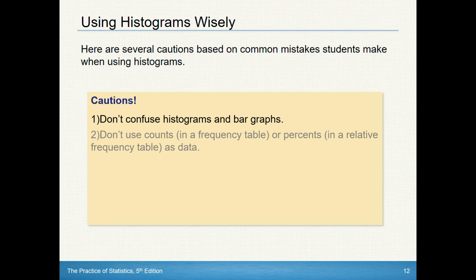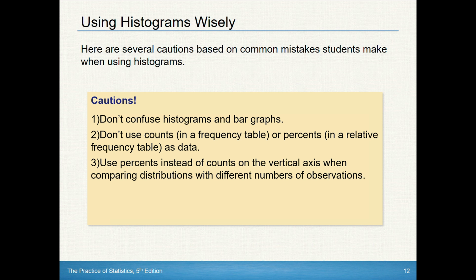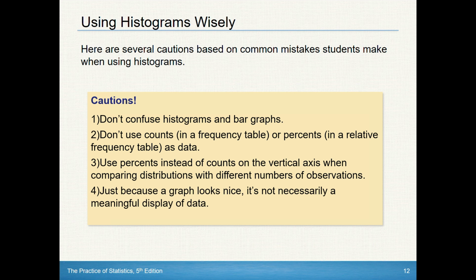Don't use counts in a frequency table or percents in a relative frequency table as data, because you have to talk about them in relation to the variable that you're talking about. Use percents instead of counts when you're comparing. And just because a graph looks nice doesn't mean it's meaningful. We have to make sure that what we're looking at actually has value.